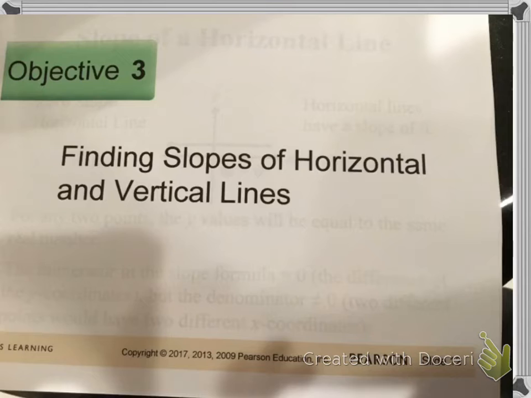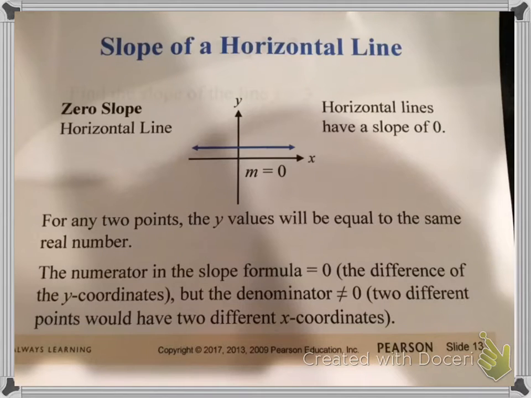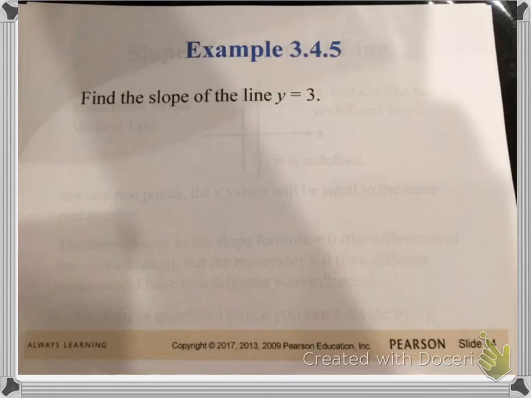Objective 3, finding slopes of horizontal and vertical lines. We've already talked about this, so I'm going to go through this kind of quickly. If you have a horizontal line, remember the formula for it will be y equals some number. And for all horizontal lines, the slope equals 0. So we talked about walking on a treadmill with no inclination. That slope is 0. So here's an example. Find the slope of the line y equals 3. So y equals a number. I don't have any x's. I know that this is a horizontal line.